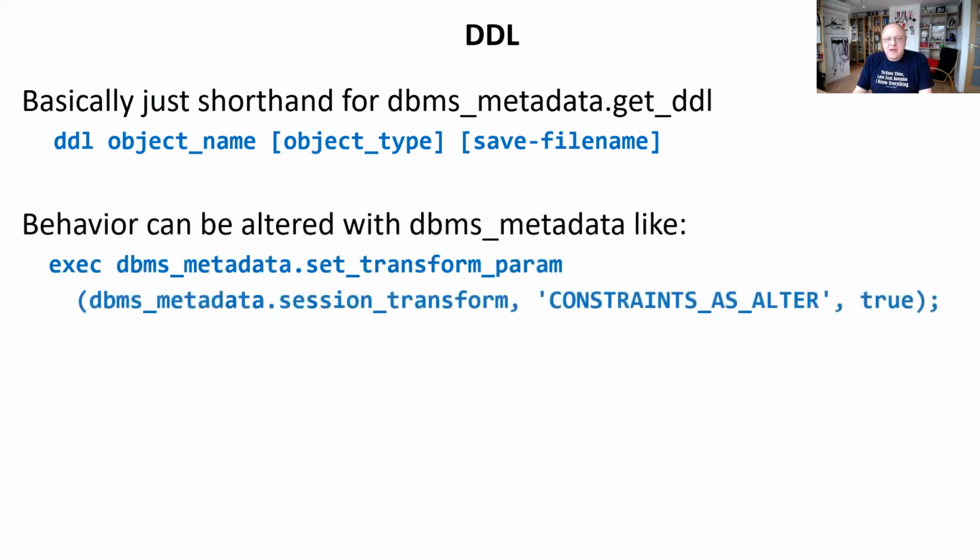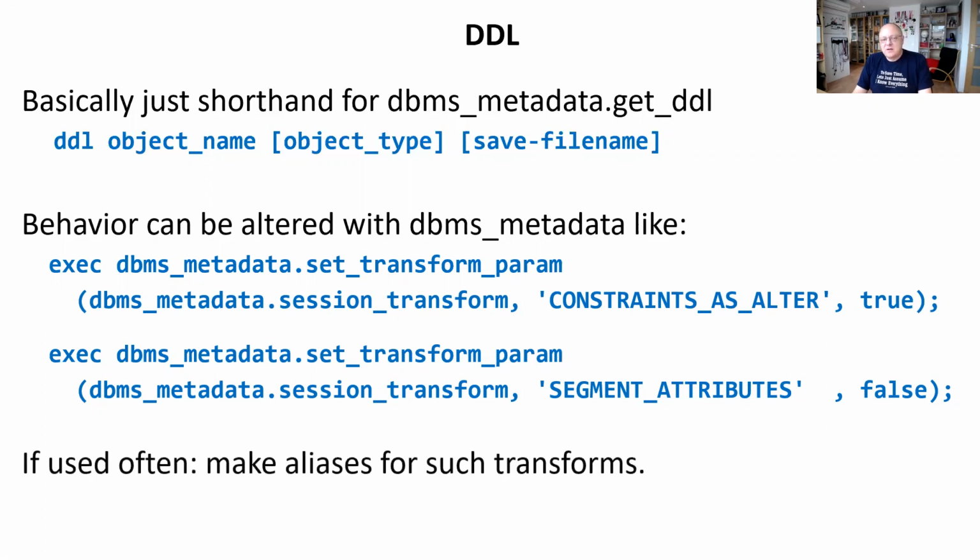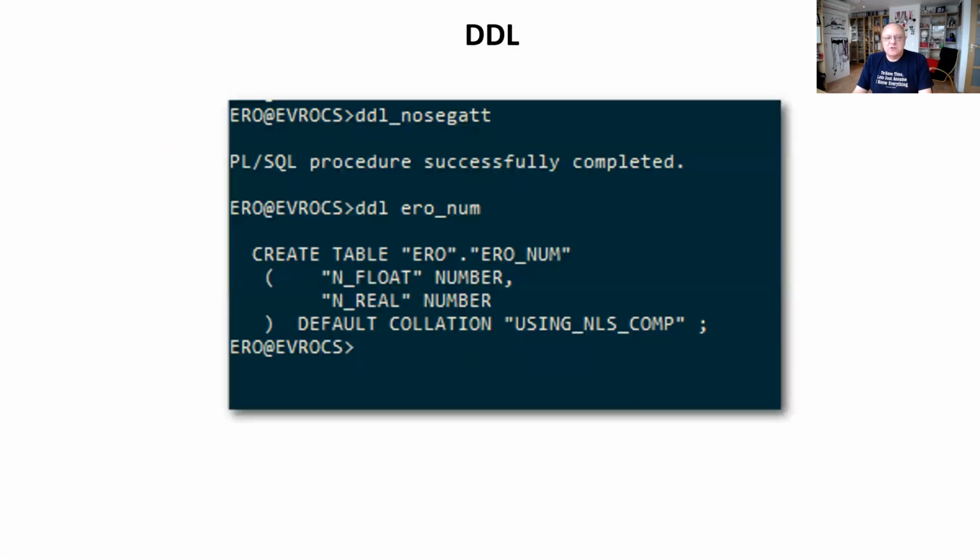The behavior, because it is just DBMS_METADATA.GET_DDL, can be altered by using the other procedures of DBMS_METADATA. If you use this often, make an alias for this. So you can do things like this. Run DDL no secadd to turn off segment attributes for DDL. Then run DDL eronum, and there is the statement of your table.